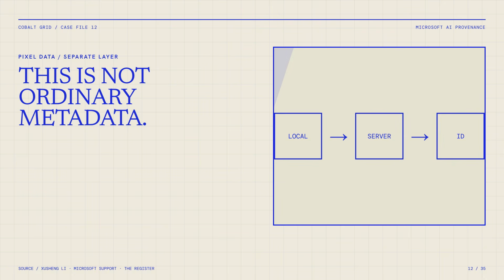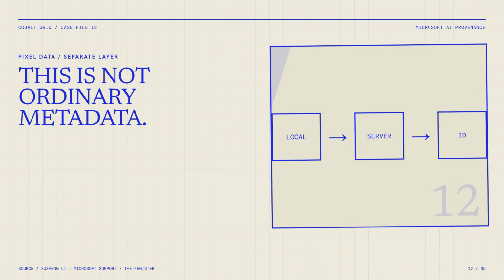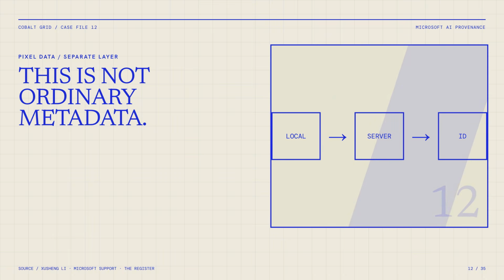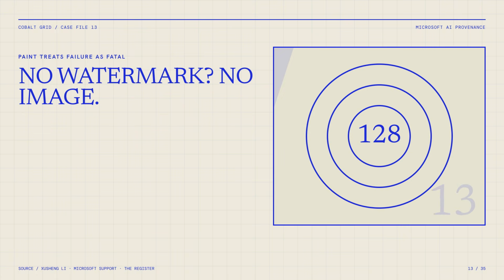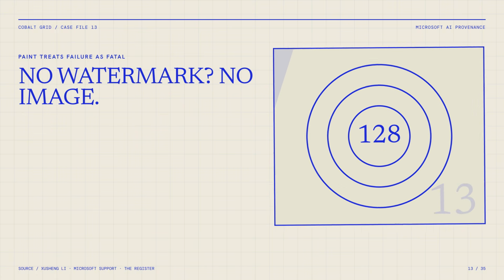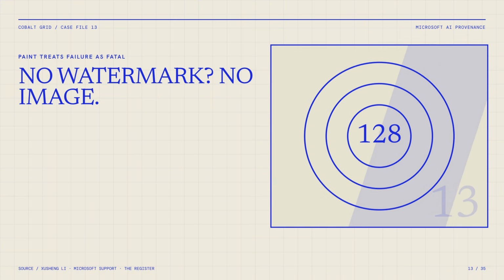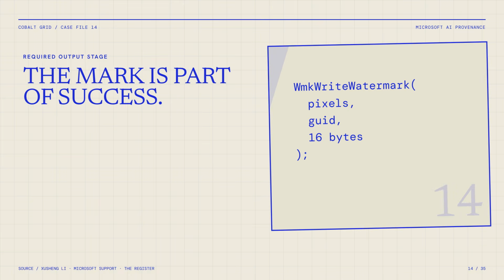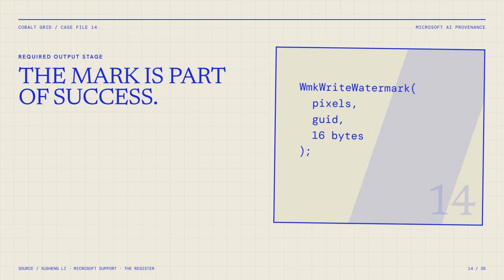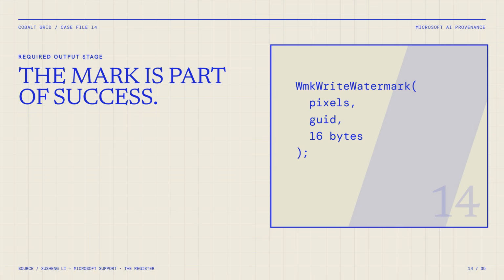This is not ordinary metadata sitting beside the image. The payload is written into the pixel data by a function named writeWatermark. The researcher traced that function through Paint's generation path. If watermarking fails, Paint appears to fail the entire generation instead of returning an unmarked result. That behavior suggests the hidden mark is not an optional decoration. In Paint's local AI workflow, it is treated as part of a successful output.